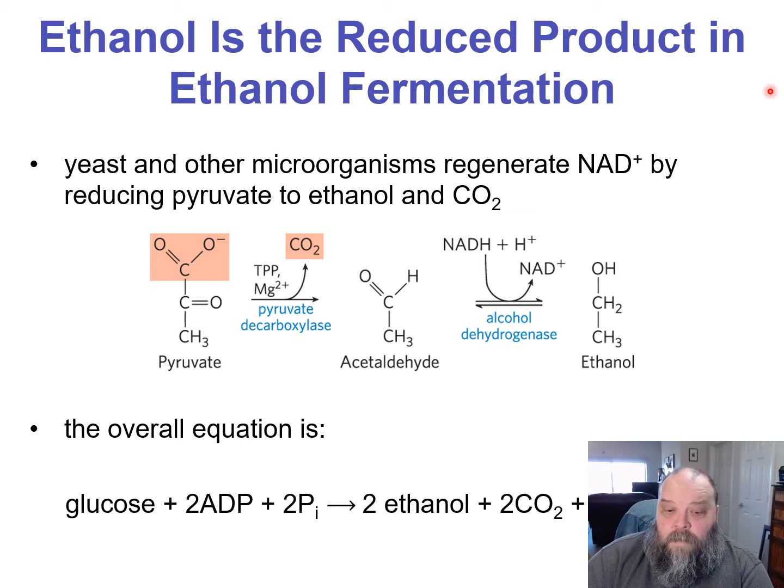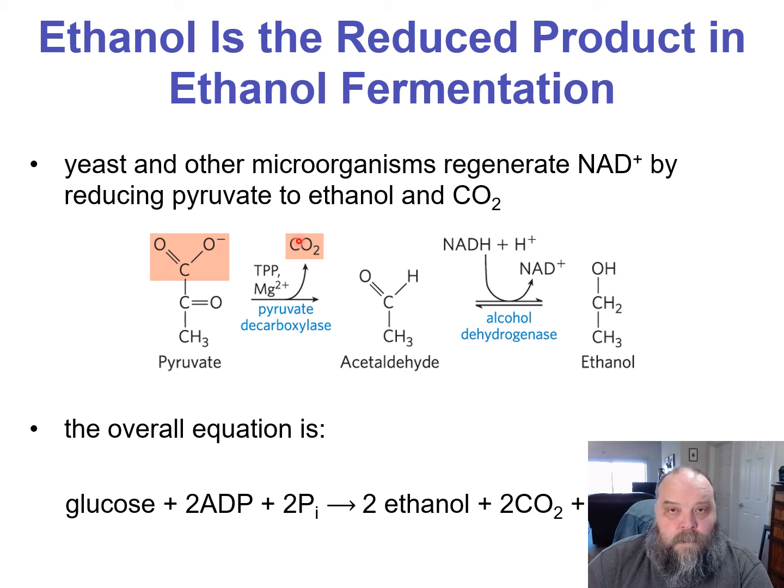It's different, though, with ethanol fermentation. We're going to see this in yeast. Some bacteria can do this. Pyruvate gets turned into acetaldehyde. You're going to have some helpers here. Pyruvate decarboxylase. This terminal carbon here is going to be released as carbon dioxide.